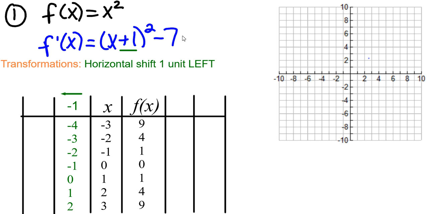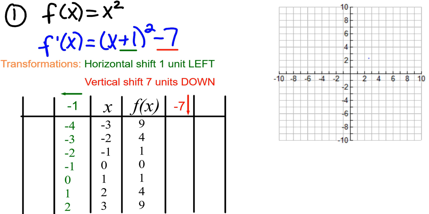The second transformation we said was going to come from that -7. That's going to be an output change, so it's going to be something vertically happening. And since it is a -7, we are going to be shifting all of the outputs down 7 units. I'm going to take all these existing outputs and move them down 7 units from where they were before.